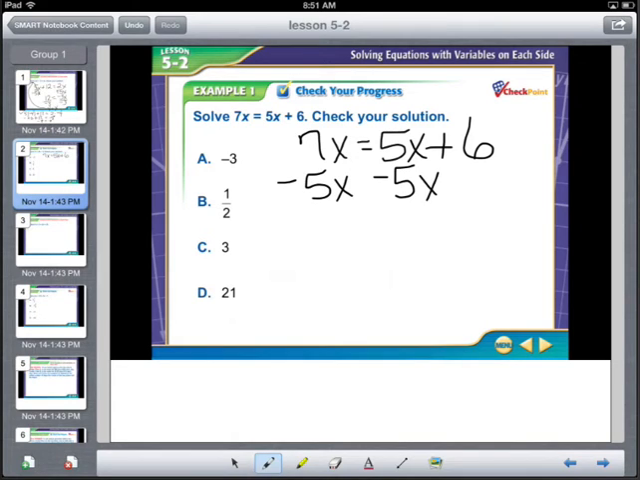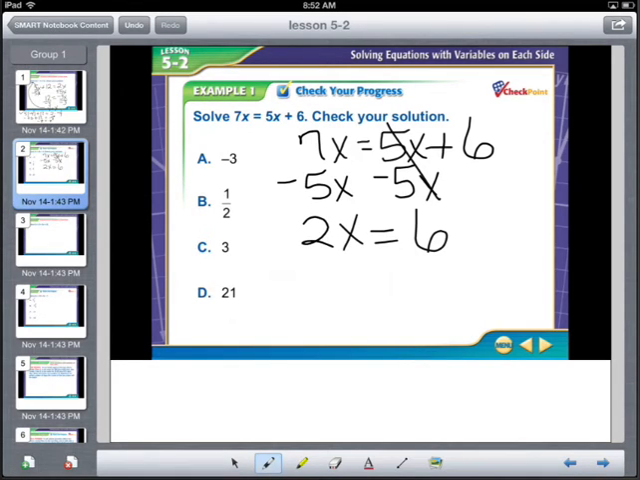Does it matter which one, if I move the 5x or the 7x? Not really. You're going to see that there's different ways to do these problems. You may work it differently than I do, but if you work it correctly, you're going to get the same answer. There's different ways of working the problem and still getting the same answer. So 5x minus 5x is 0, so those cancel each other out, leaving me with just 6. And 7x minus 5x is 2x.